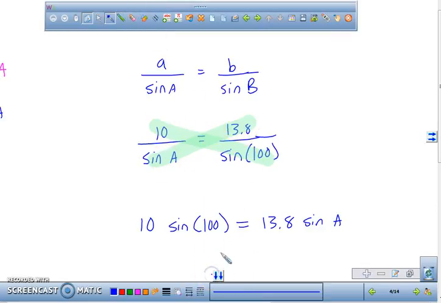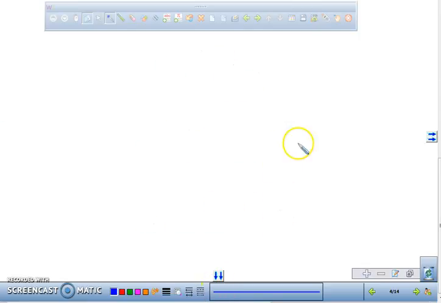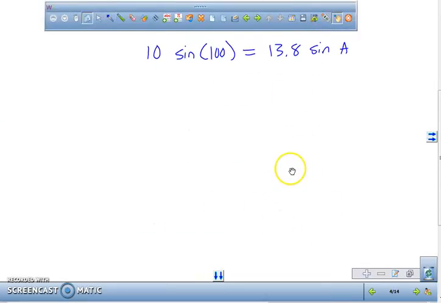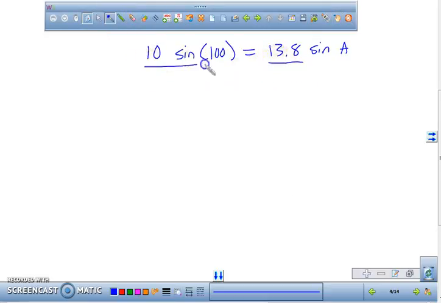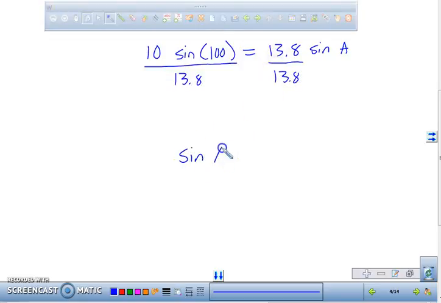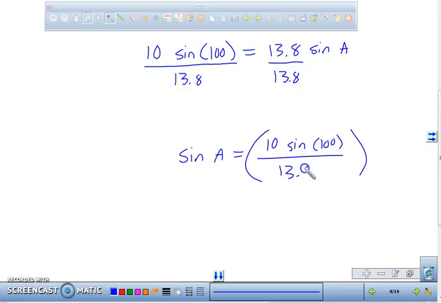You guys remember what we do next in the law of sines? Yeah, we divide both sides by 13.8. So the sine of A, what is our big old fraction right here? It's 10 sine of 100 over 13.8. So what I'm going to do right now, real quickly, since we have 45 seconds, we're going to type this in. By the way, A is going to equal what?